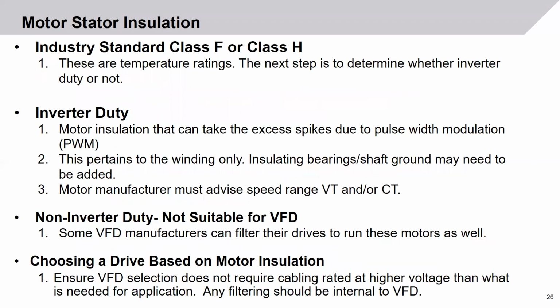Motor stator insulation. Everybody knows the industry standard of Class F or Class H insulation. However, these are temperature ratings. They have nothing to do with whether they can be on a VFD.